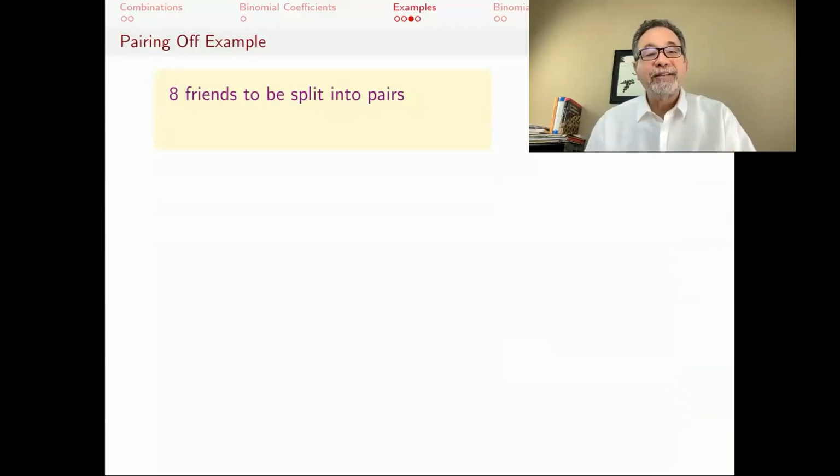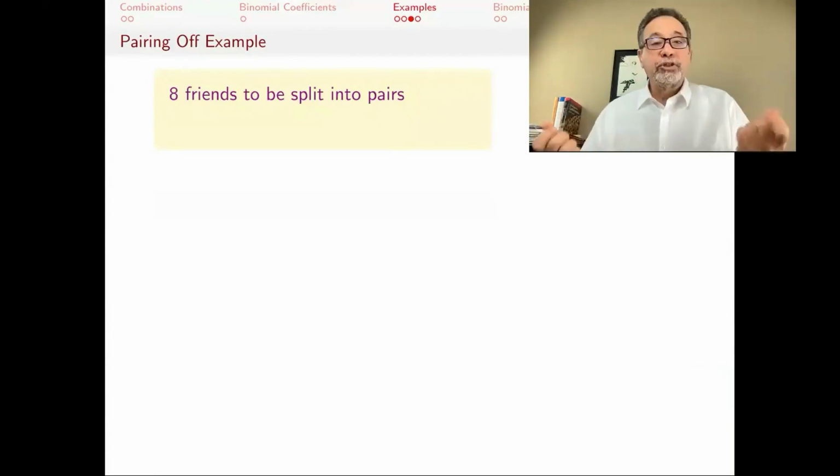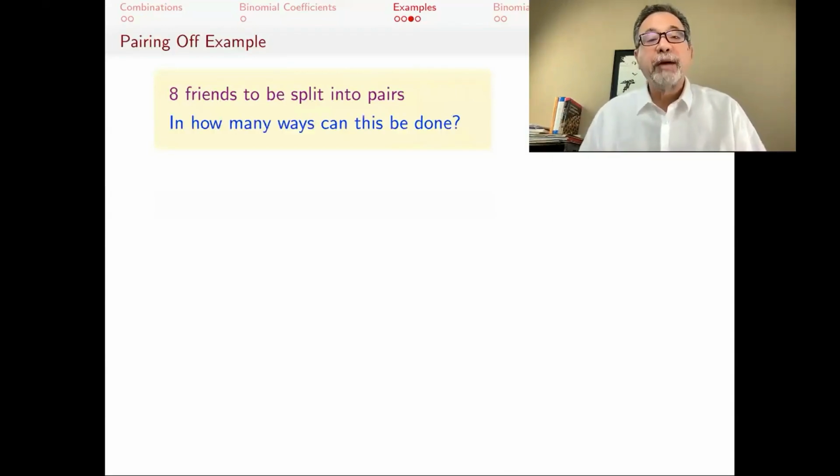Another example, you have 8 friends and you want to split them into pairs. Maybe you want to work on some tasks or be teammates for some kind of a game. So you want to split the friends into pairs. In how many ways can this be done? You could try counting this yourself.